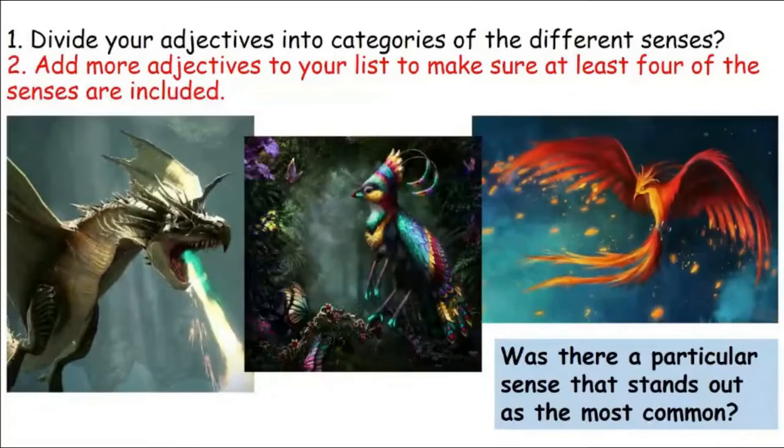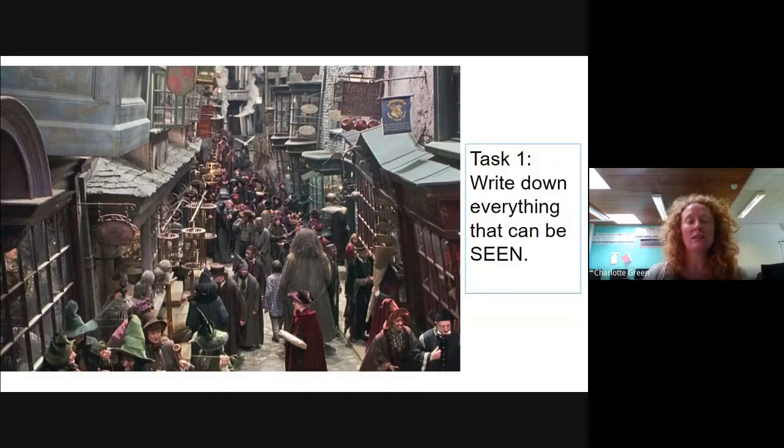Great. So we're going to get into a busier scene now, and we're going to be writing some more lists or groups of words. To start with, I want you to look at this picture and I want you to write down everything that can be seen. Pause the video while you make that list. It's just a list. It doesn't need to be full sentences.